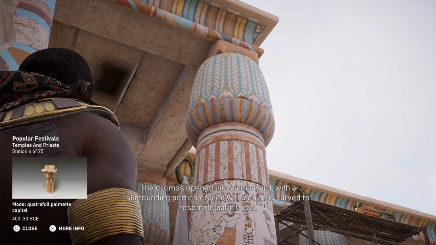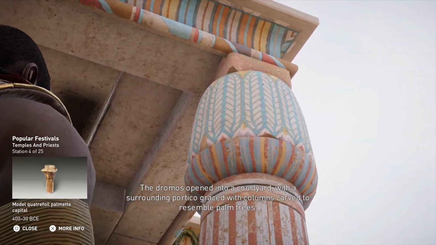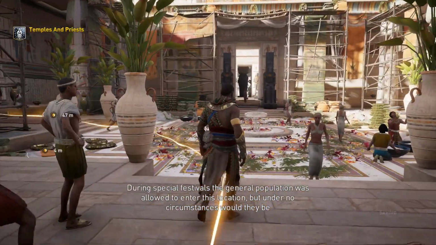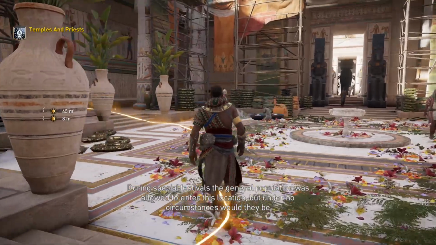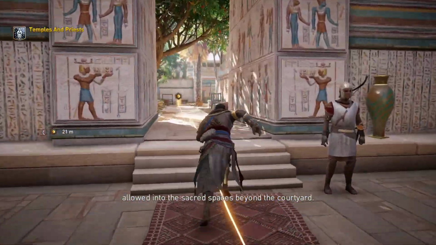Dromos courtyard, with the surrounding portico graced with columns carved to resemble palm trees. During special festivals, the general population was allowed to enter this location, but under no circumstances would they be allowed into the sacred spaces beyond the courtyard.